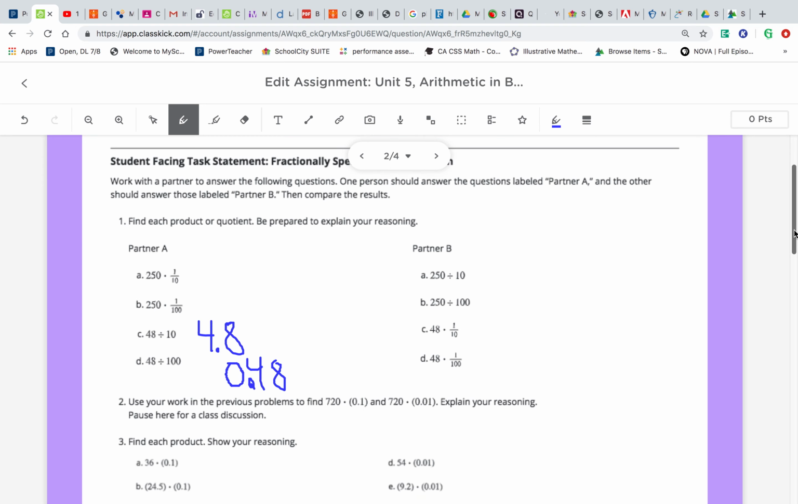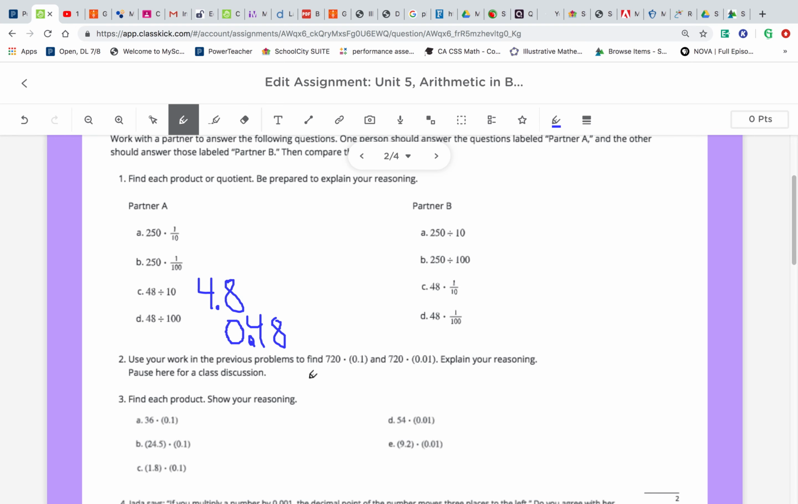So let's build off of this with number 2. Based on what we just saw, let's do these problems here. So 720 times 0.1. Well, you're thinking, wait, I didn't see 0.1 up here, right? You kind of didn't see it, but you saw the equivalent of 0.1. You saw the same thing. 0.1 is the same as 0.10. You can add a 0 and not change the value.